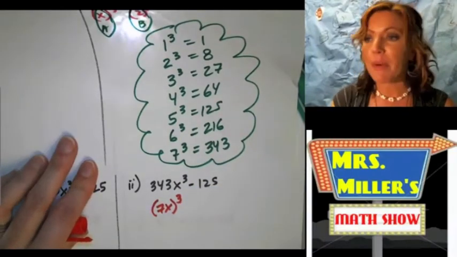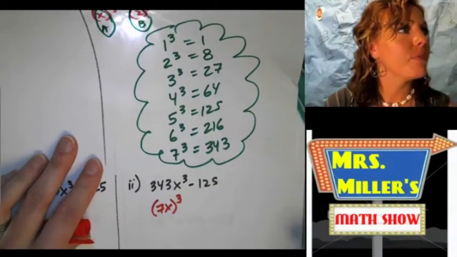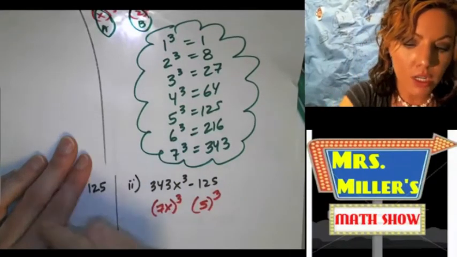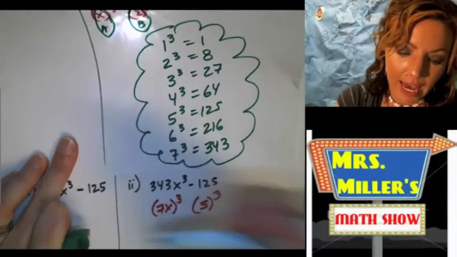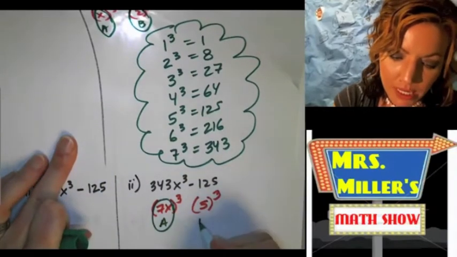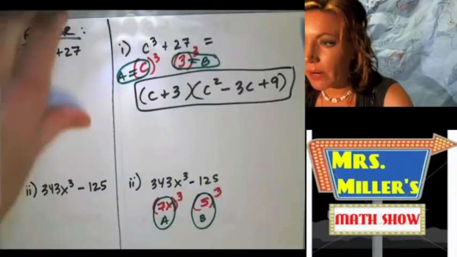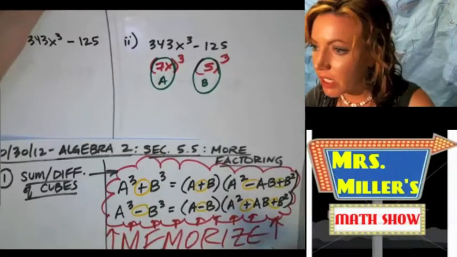Okay. Can somebody tell me the cubic root of 125? Samantha. 5. Give it up for Samantha. So the first one we have is A. The second one we have is B. And now I'm going to take this list and move it around so that we have our A cubed minus B cubed right here.